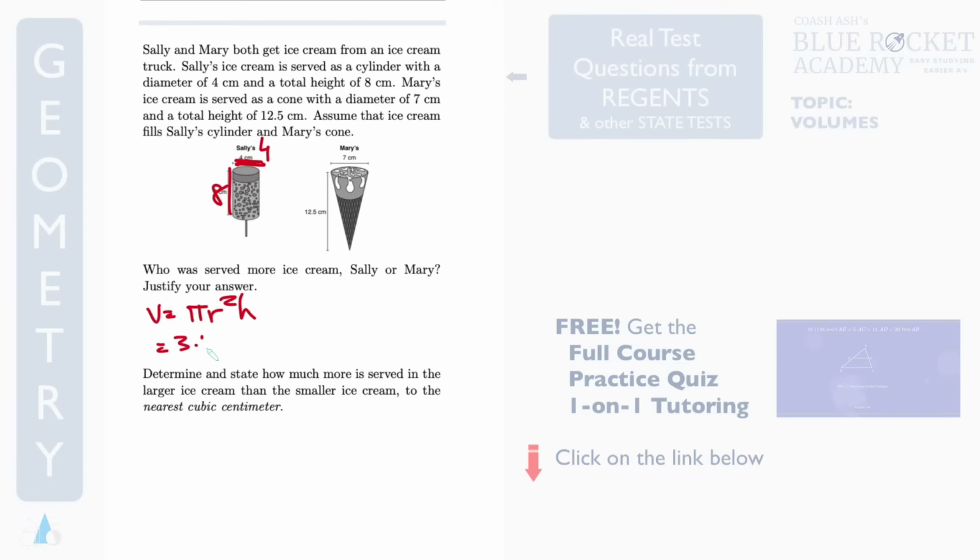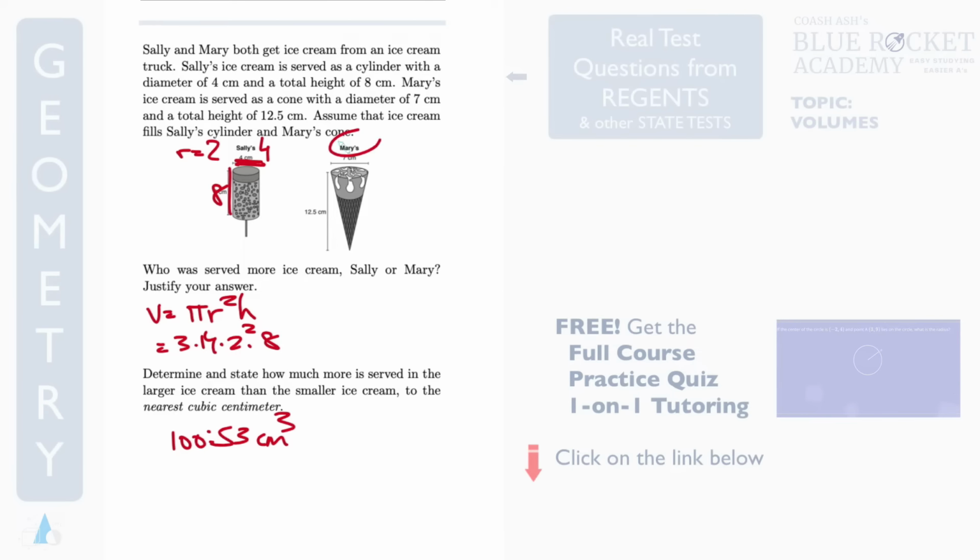Pi is 3.14. Then you've got r squared, which is, this is 4, so the radius is going to be equal to 4 divided by 2, which is 2. So you get 2 squared times 8. So just keep multiplying this, and the answer that you're going to get is 100.53. Of course, the unit is centimeters, so you're going to write down centimeter cubed.